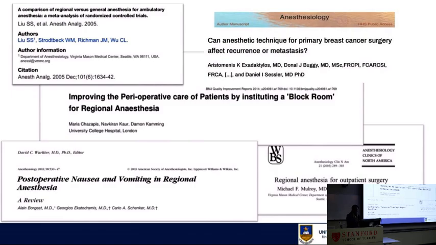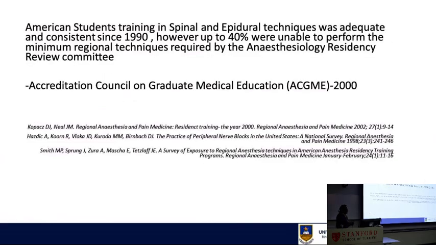This is a very busy slide, but I'm trying to show you that there's so much out there about the advantages of regional anesthesia: economic, surgical, patient-related, and anesthesia-related. But despite all that, there seems to be quite a lag in the teaching of regional anesthesia. I pulled out this quote, which I know most of you are probably thinking is very old. It was reported in 2000, and they said American students' training in spinal and epidural techniques was adequate and consistent since 1990. However, 40% were unable to perform a minimum regional technique required by the Anesthesiology Residency Review Committee.